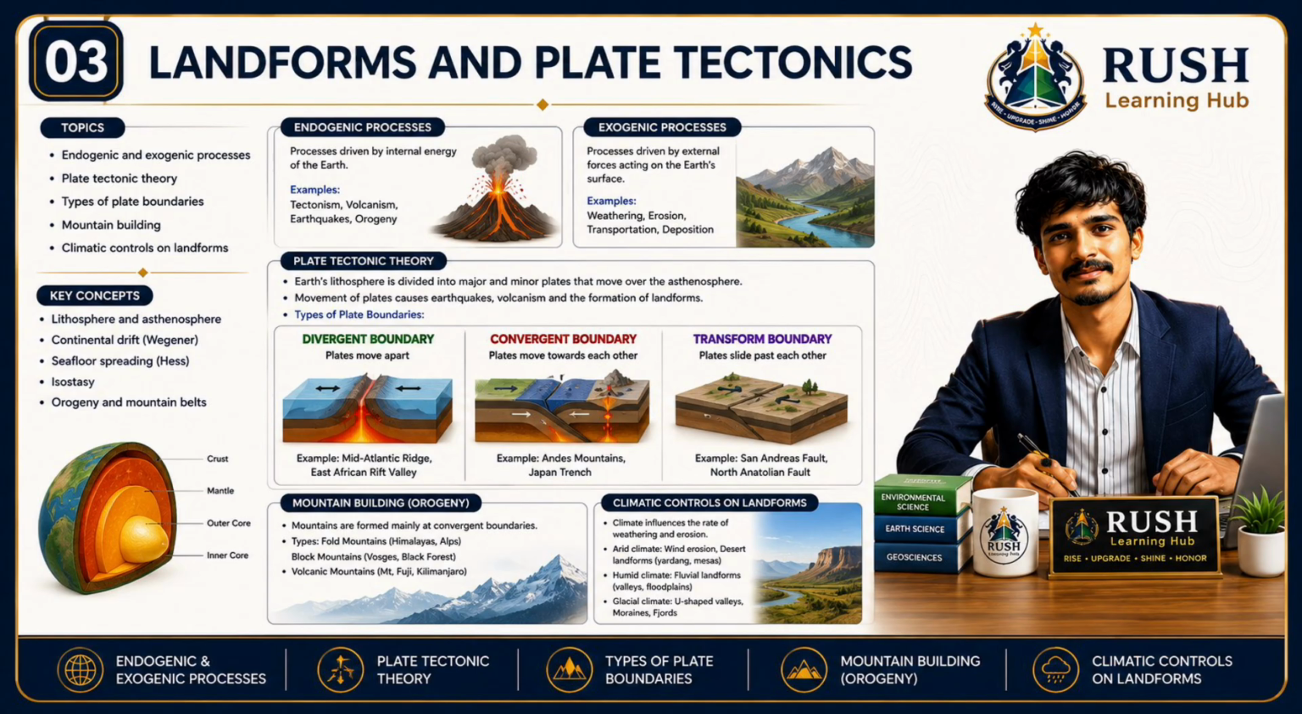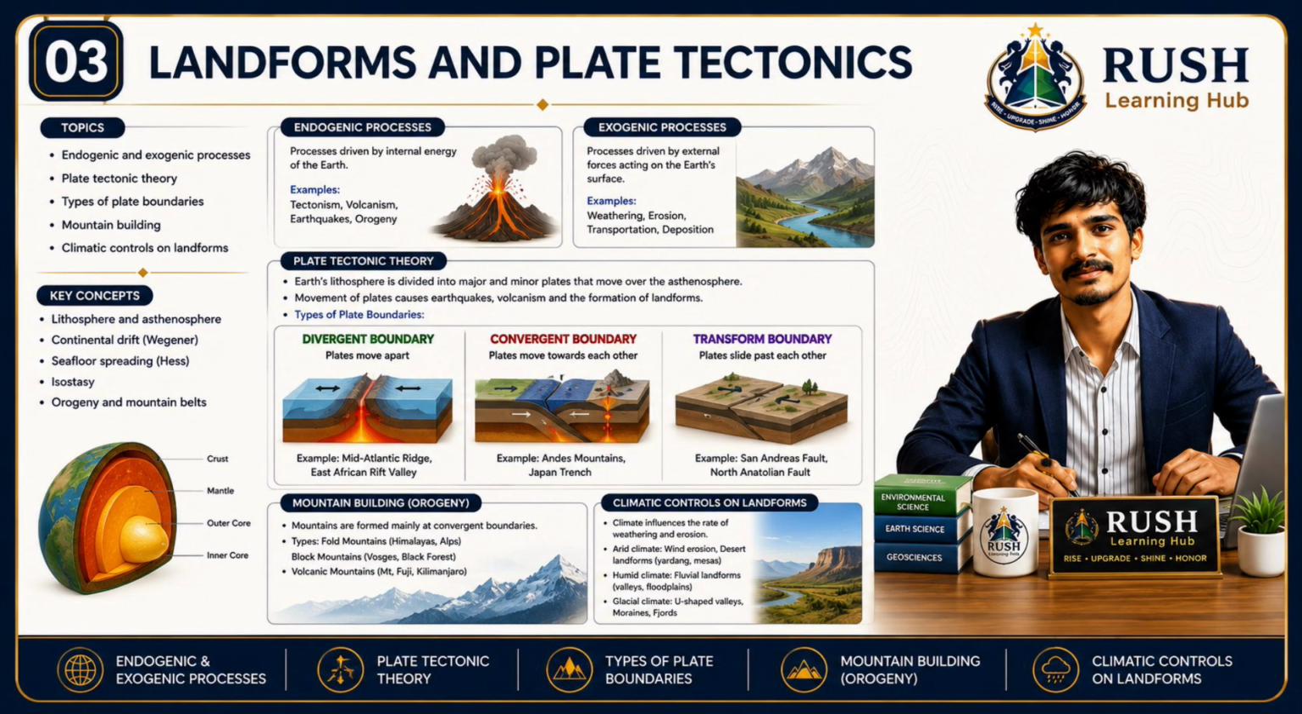The third type is the transform boundary. At transform boundaries, plates slide horizontally past one another. These boundaries neither create nor destroy crust, but they generate powerful earthquakes due to frictional resistance. Examples include the San Andreas Fault in California and the North Anatolian Fault in Turkey.